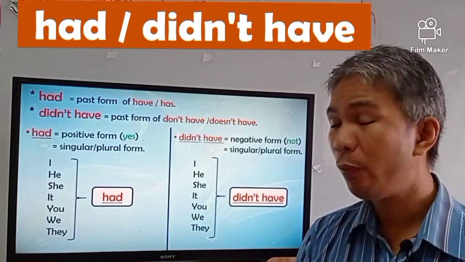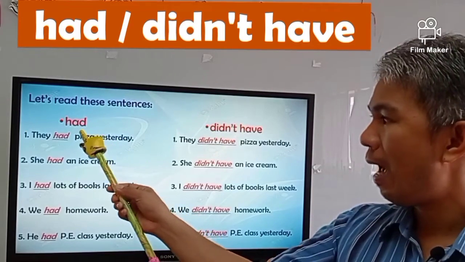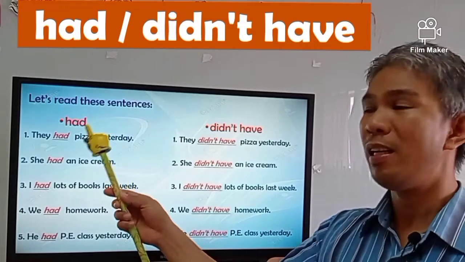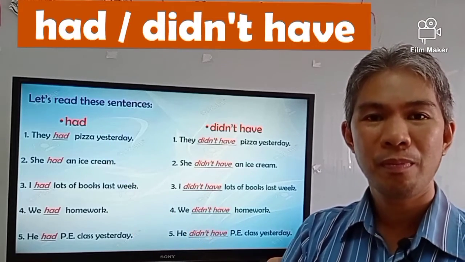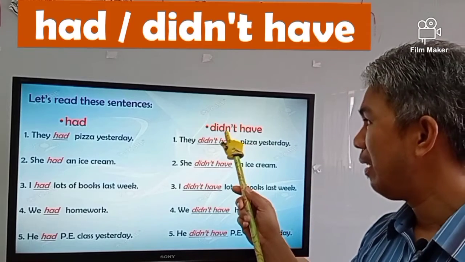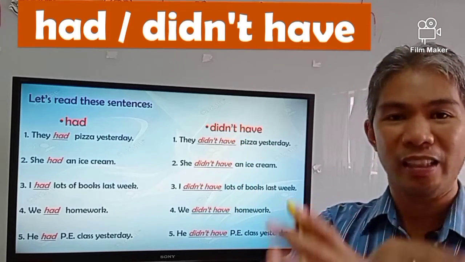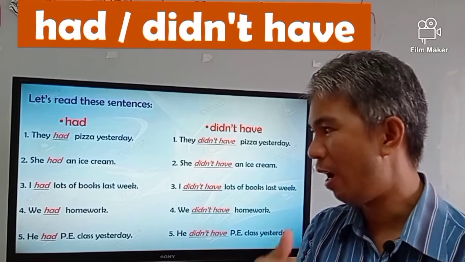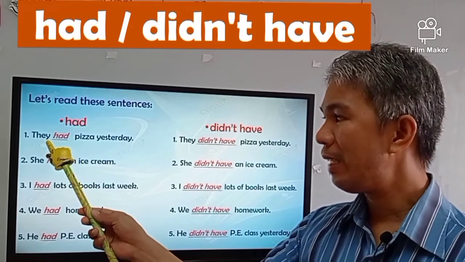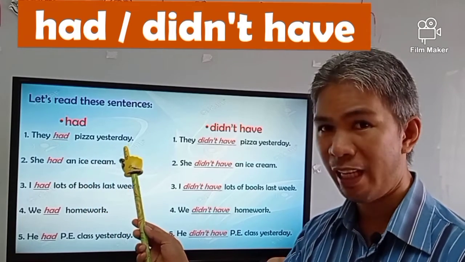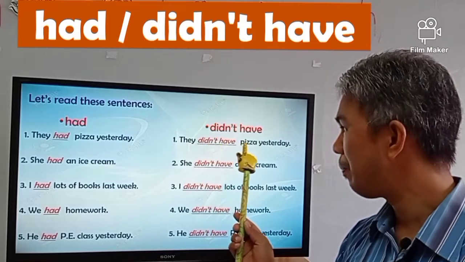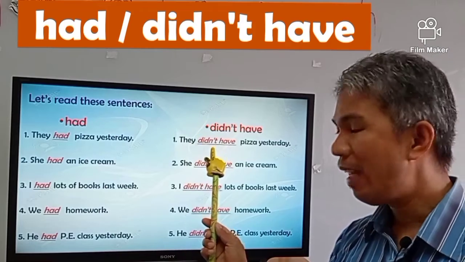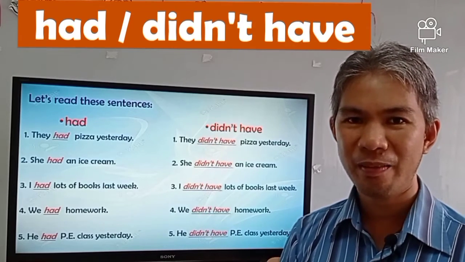Good job. Now, we are going to use had and didn't have in sentences. So remember, had is in positive form. Then didn't have is in negative form. Are you ready to read? Good. So let's read. They had pizza yesterday. They didn't have pizza yesterday. Positive sentence, negative sentence. Okay?